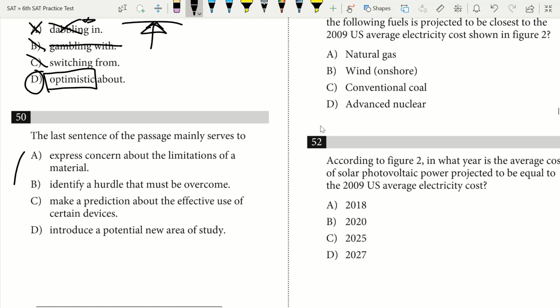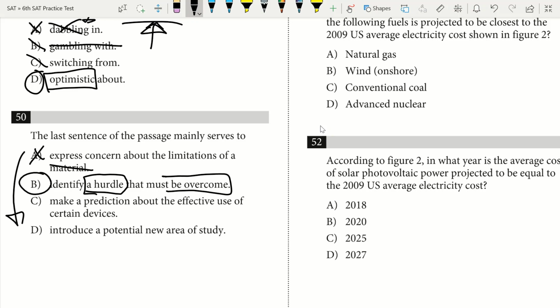So let's go through A through D, see what has that. A, express concerns about the limitation of material, no. B, identify a hurdle that must be overcome, yes, right? We talked about identifying an obstacle or a challenge. We talked about it has to be overcome, that challenge of converting that energy, right? So that challenge we talked about at the end, that is a hurdle that has to be overcome for the solar industry to be improved. So B would be our correct answer for 50.